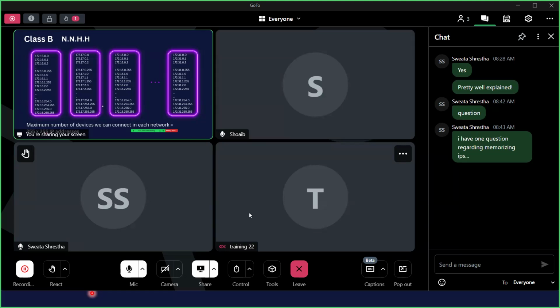So yeah, it's important to memorize these because, as mentioned, throughout our entire course we'll be working on these IPs. So it's important for cybersecurity.